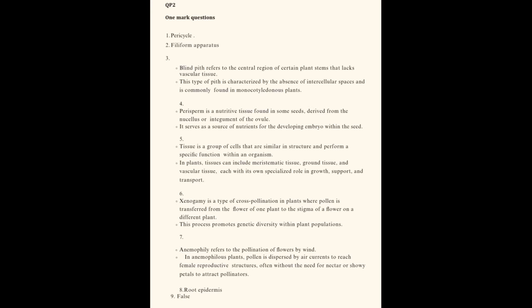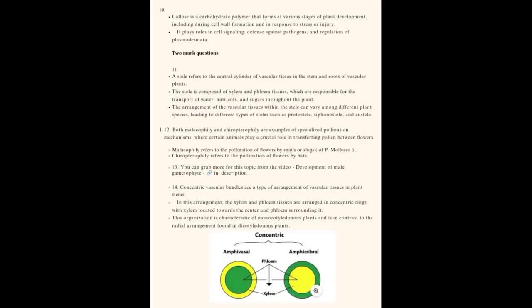In anemophilous plants, pollen is dispersed by air currents to reach female reproductive structures, often without the need for nectar or showy petals to attract pollinators. 8. Root epidermis. 9. False. 10. Callose is a carbohydrate polymer that forms at various stages of plant development, including during cell wall formation and in response to stress or injury. It plays roles in cell signaling, defense against pathogens, and regulation of plasmodesmata.